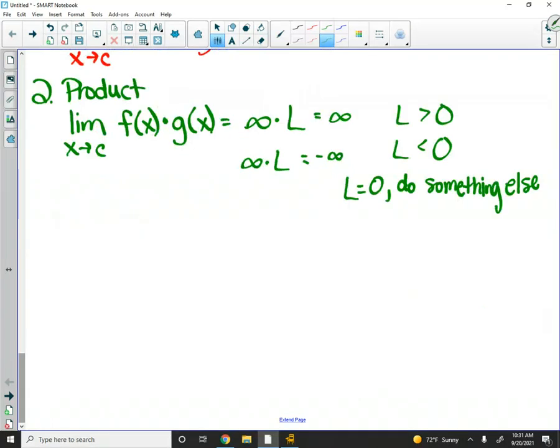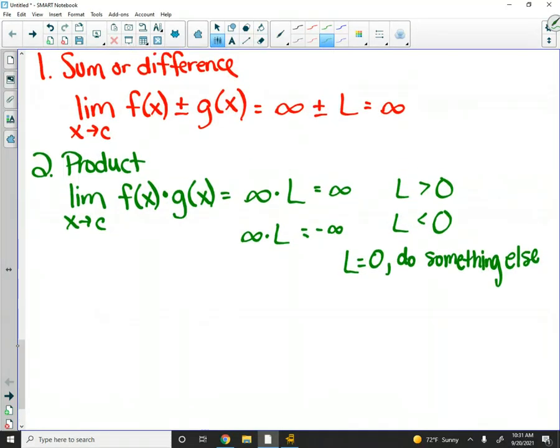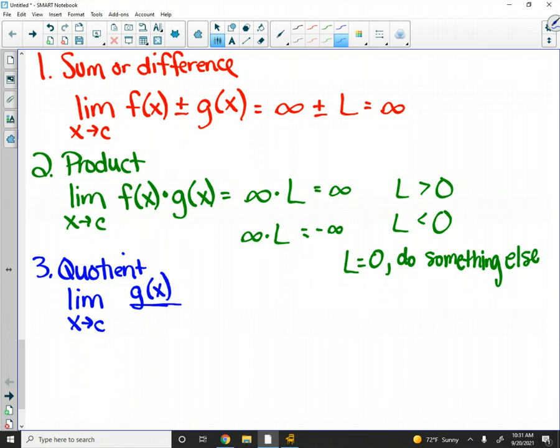Okay, third property, quotient. So we see this coming. The limit as x approaches c of g of x over f of x. Okay, so again, we're allowed to look at them separately. G of x is L, f of x is infinity. Okay, so we have a number over something that's growing.